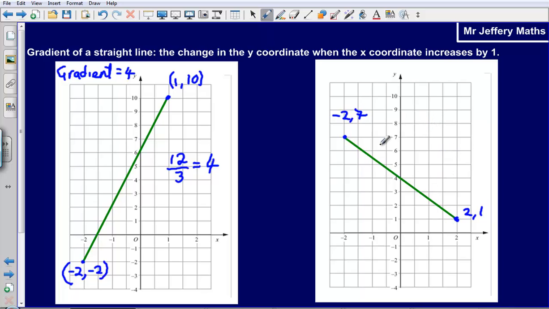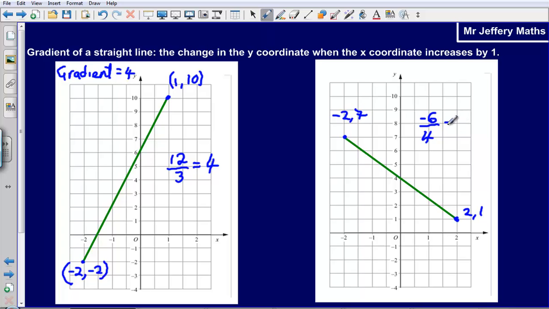The y coordinate has gone down by 6. So what I could say is that the y coordinate has gone down by 6 in the time that we've gone along by 4.